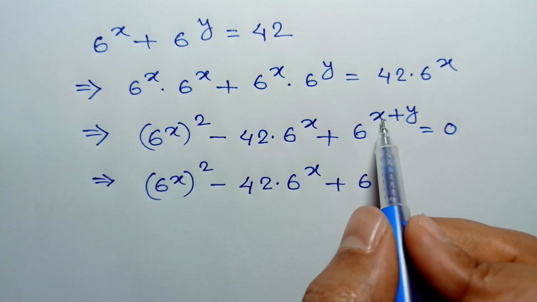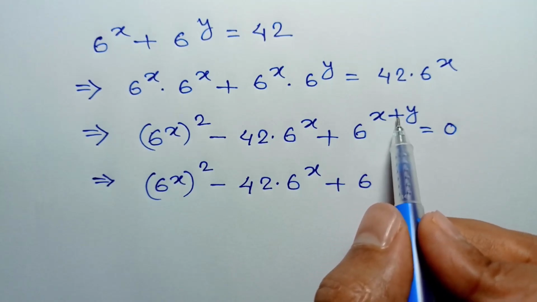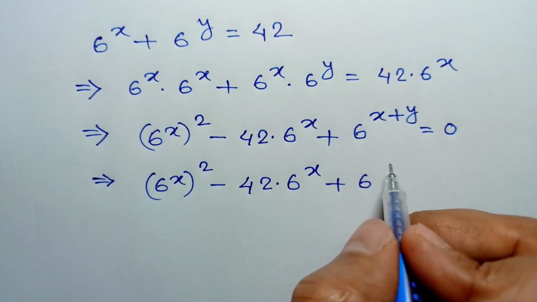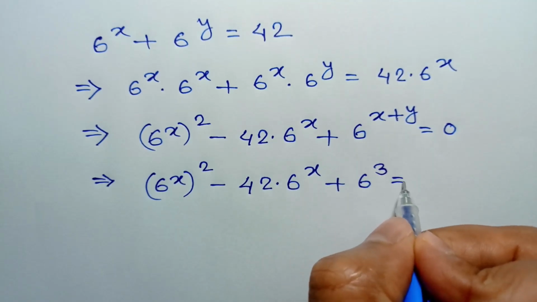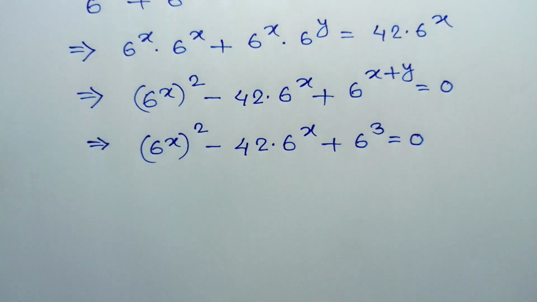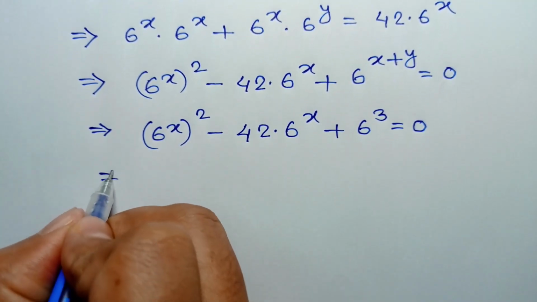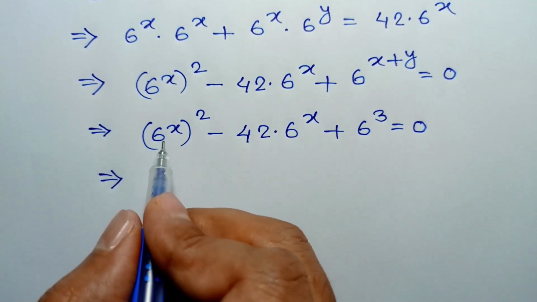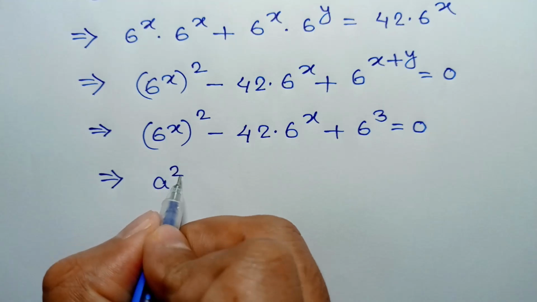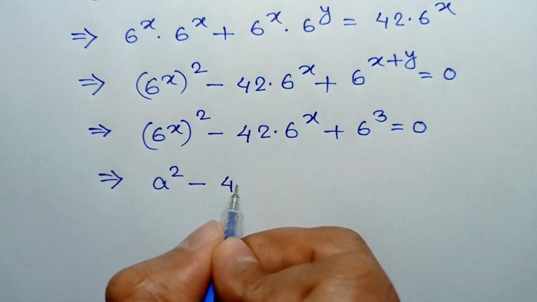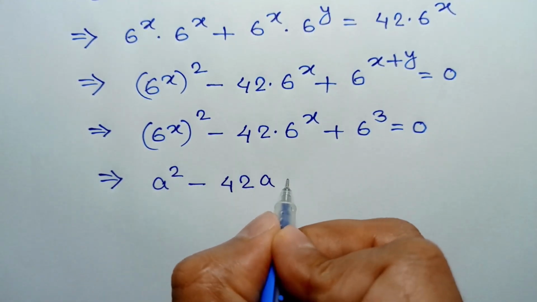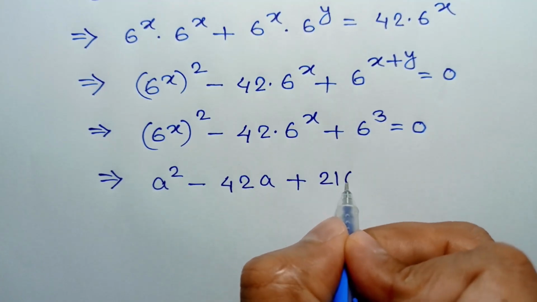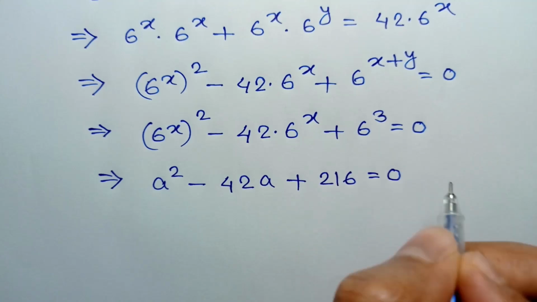From equation 2 the value of x plus y is equal to 3. So substituting this value, the exponent is 3. Now consider 6 to the power x as a. So we can write a square minus 42a plus 6 to the power 3, which is 216, is equal to 0.